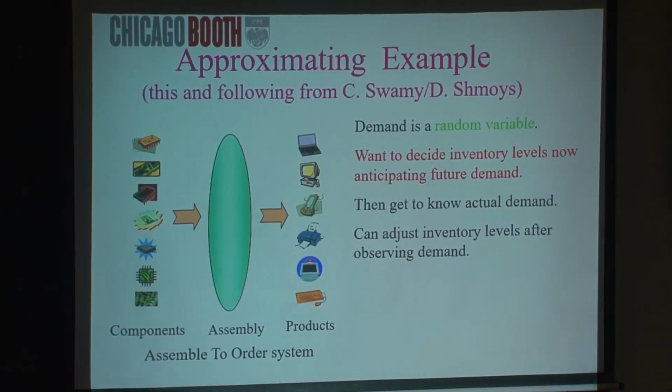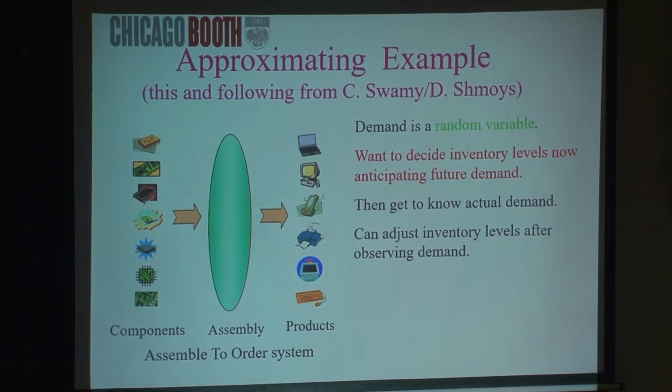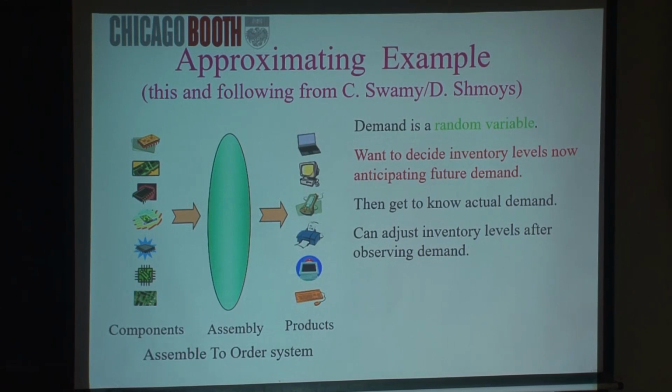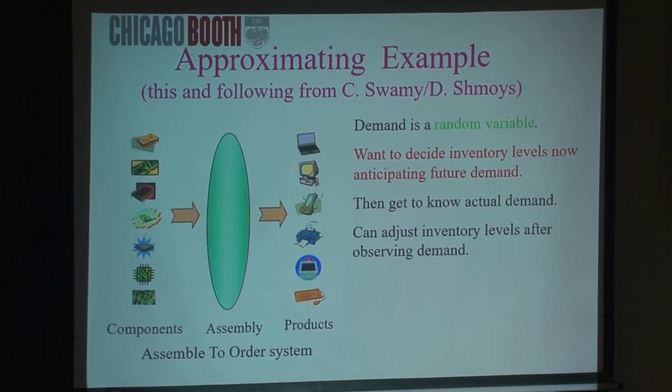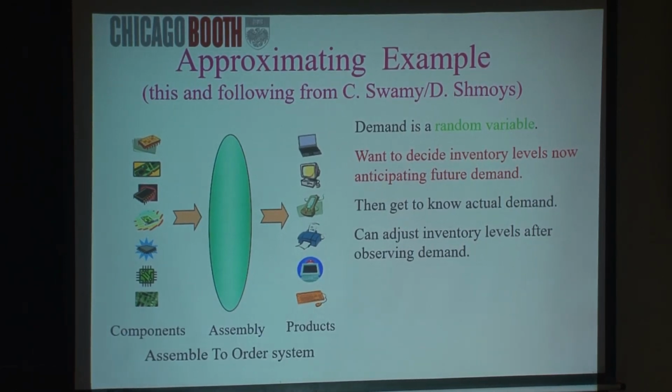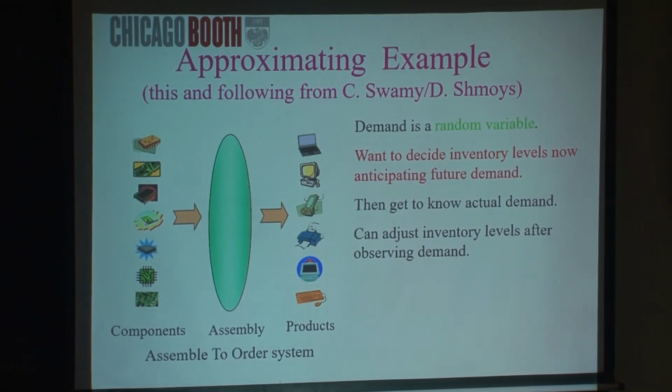Okay, I'll do this example from Swami and Shmoys that shows how you can sometimes approximate problems that are hard otherwise, but you can often come up with approximations that are relatively easy to find. Okay, so let's say there's a random demand, and I want to satisfy that random demand.